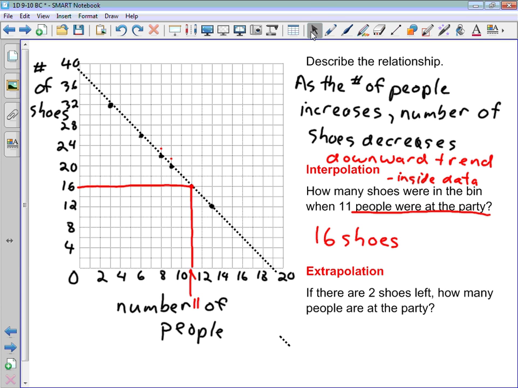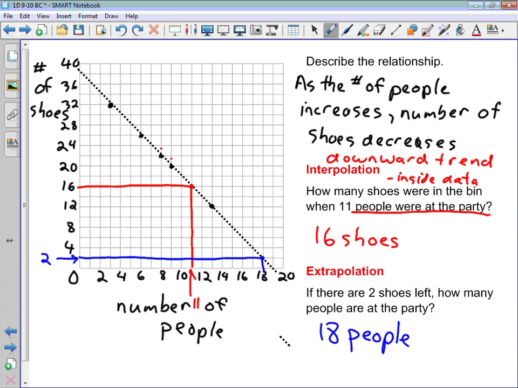Well, let's see. They're telling us that there are 2 shoes, so we go to the number of shoes axis and we find where 2 would be. Just as we did before, we're going to go along until we get to our line of best fit, and then we're going to head down to our number of people axis, because they're asking us how many people are at the party. So where did we come down on our number of people axis? Well, we ended up at 18. So if there are 2 shoes left, there should be 18 people at the party.